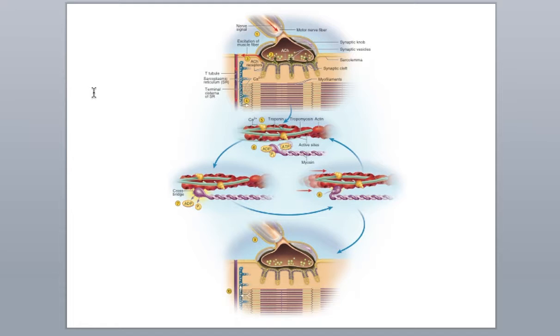So, a figure from your book that's basically describing what I just went through. Again, a current coming down the neuron, acetylcholine being released, going across the synapse, binding to a receptor in the plasma lemma, going down the T-tubule, stimulating the sarcoplasmic reticulum, releasing calcium, calcium binding to troponin, tropomyosin moving out of the way to reveal the binding site for actin, or for myosin, excuse me.